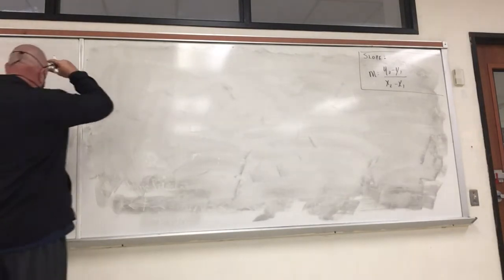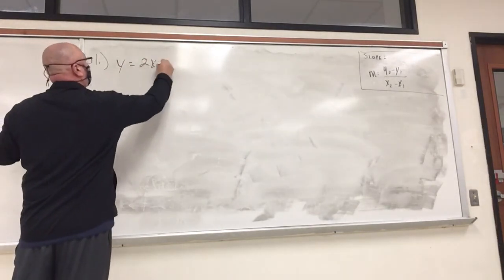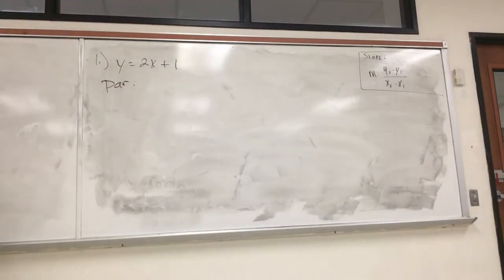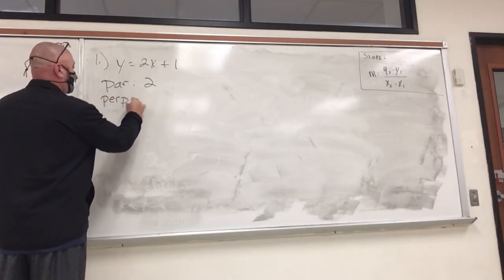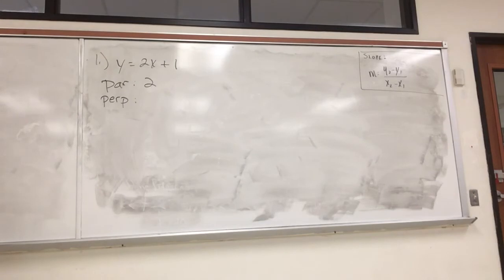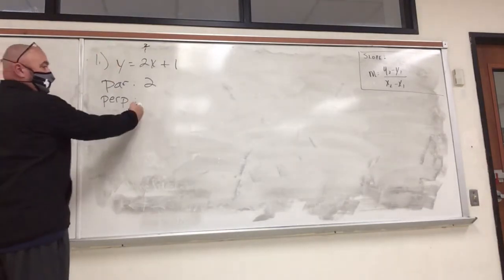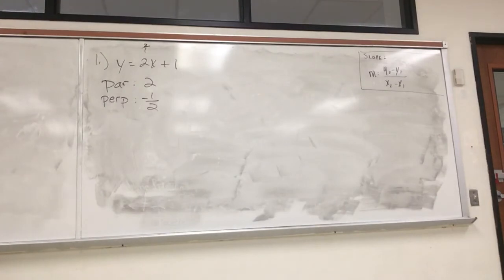Number 1, y equals 2x plus 1. Parallel, what's the slope that's parallel to that line right there? 2. Okay, what's the slope of a line perpendicular? Well, what's 2 as a fraction? It's 2/1. I flip it and change the sign, and it becomes -1/2.